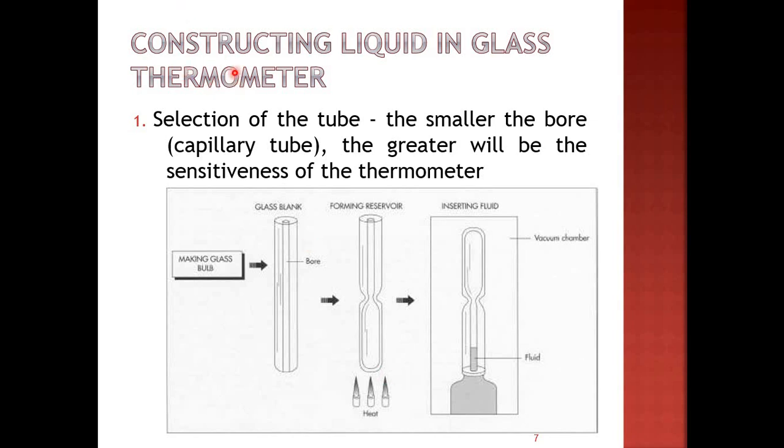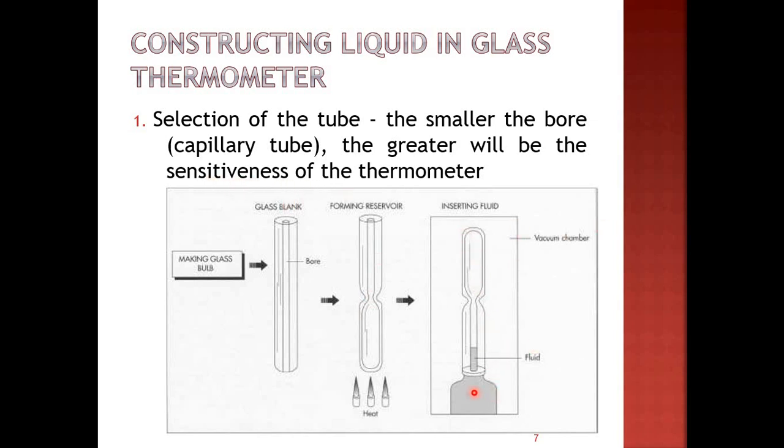Let's construct a liquid-in-glass thermometer. Step 1 is the selection of the tube. The smaller the bore, which is the capillary tube, the greater the sensitiveness of the thermometer. Making the glass bulb, you have a glass blank here with the bore inserted in the middle. Then you heat this glass with the bore until it becomes like this, forming a reservoir. This will increase the sensitiveness of the thermometer.